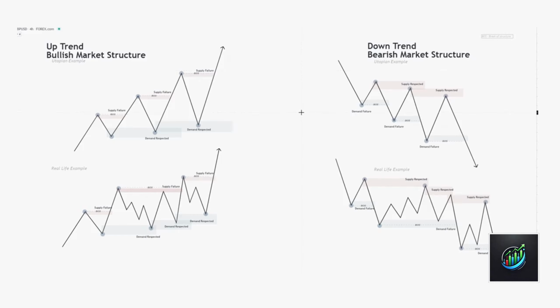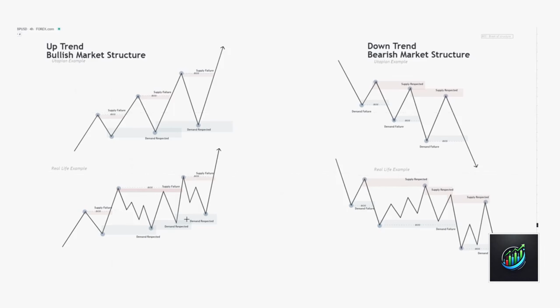It's the inner workings and the relationship between supply and demand, and how demand being respected and supply failing creates a bull trend, or an uptrending market. Or if we're seeing supply being respected and demand failing, we're seeing a downtrend.